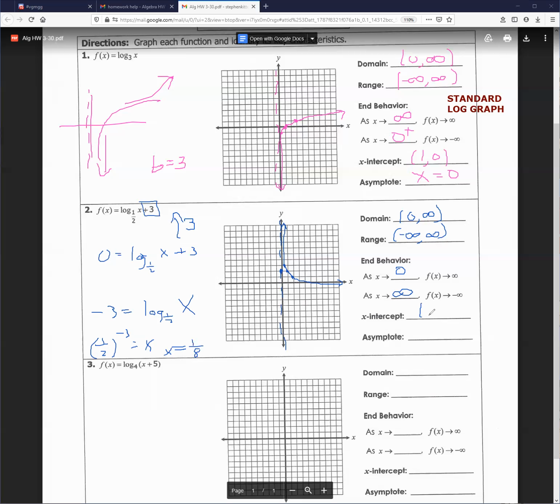1/8, really? Oh, no, I'm sorry, 1 over 1/8. It's equal to 8. Okay, that sounds better. So it's 8 comma 0. And our asymptote hasn't moved. I mean, it's moved up and down by 3, but it hasn't actually gone anywhere.